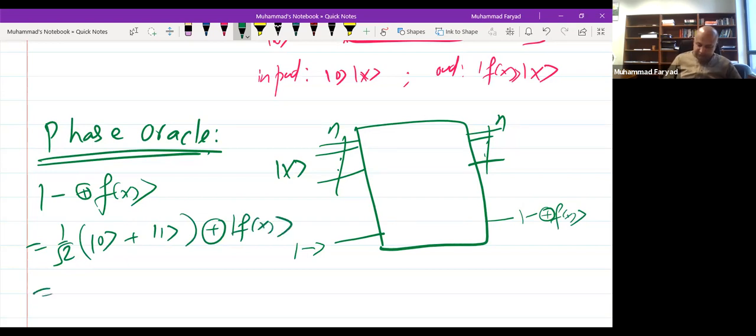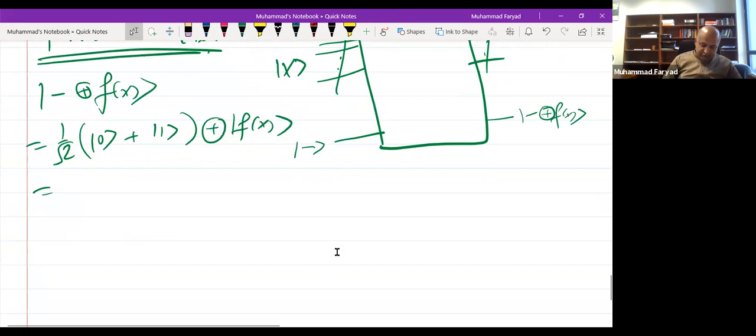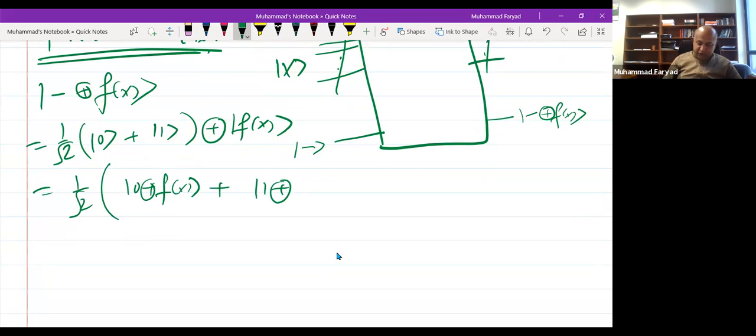So now this is equal to 1 over square root 2, (0 plus f of x, minus 1 plus f of x), where the plus is modulo 2 addition with f of x.